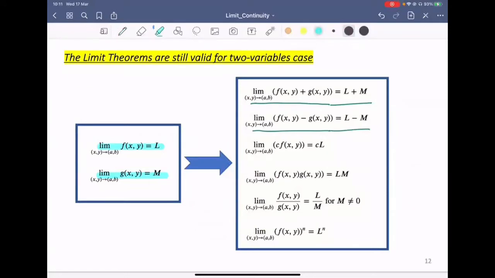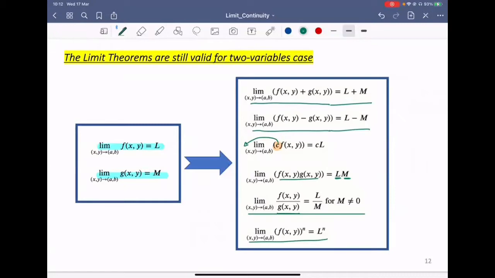And you can see here, if you have a constant multiplied with the function, you can pull the constant outside the limit, right? When you have the product, you can break it up into the limit of f times the limit of g. When you have the quotient, you can do L over M like this. And when you have the power, you can take the power out, compute the limit first, and then raise to the n power after.